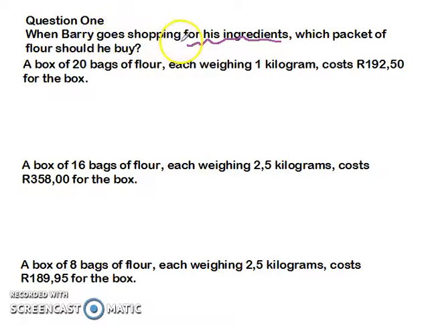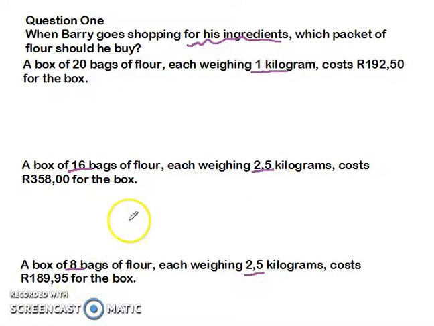And remember, Barry is baking a whole lot of cookies to sell. And so we need to calculate the best deal for him. Now this first one says a box of 20 bags of flour, each weighing 1 kilogram each, costs 192 Rand and 50 cents. But then we've got something different. We've got a box of 16 bags of flour, and they have a different weight, costs 358 Rand for the box. And a box of 8 bags of flour, each weighing 2.5 kilograms, costs 189 Rand and 95 cents for the box.